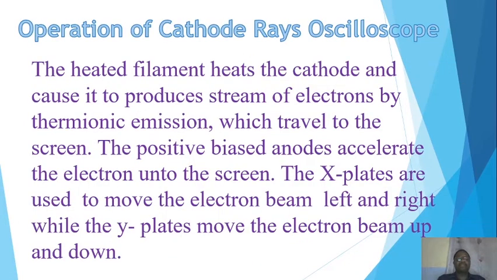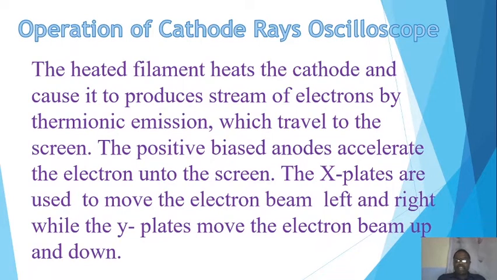Now we look at the operation of the cathode ray oscilloscope. Now we say the heated filament heats the cathode and causes it to produce a stream of electrons by thermionic emission, which travels to the screen. Immediately the electrons are produced, they will begin to accelerate. The acceleration is towards the what? The screen. Now, we said the positive biased anode accelerates the electrons onto the screen.